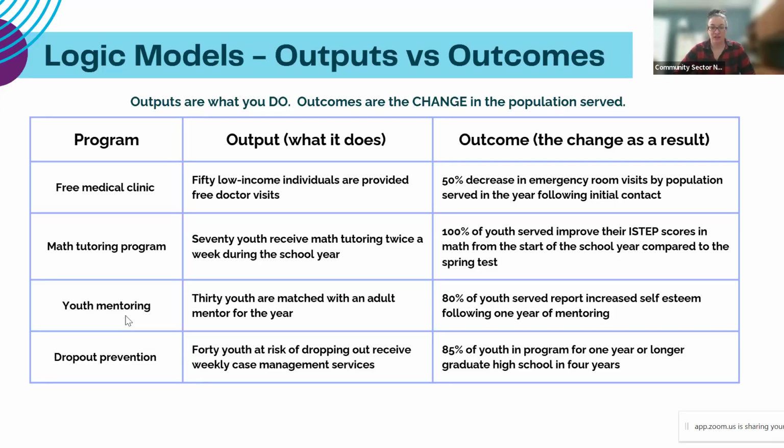Dropout prevention. So we could count how many youth at risk are receiving services to prevent dropping out. And then as a result of that, the outcome would be that 85% of the youth in the program for 1 year or longer graduate from high school.